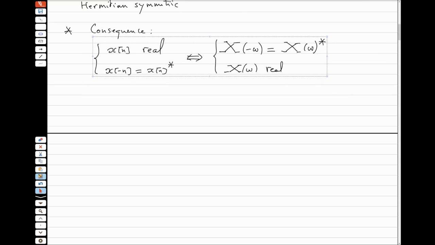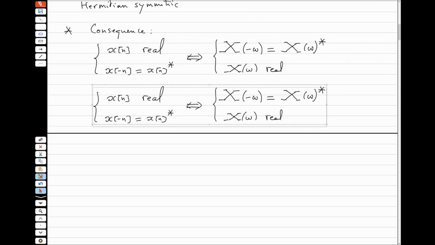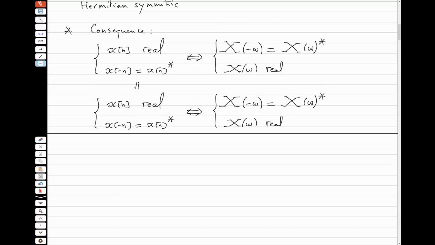But now it's obvious that since x of n here is assumed to be real, there's no need to put complex conjugate, right? I can remove it. We are saying the same thing, right? Same thing here. Since we assume x of omega real, I don't need to put the conjugate here. Okay, so we have also the equivalence between these two.